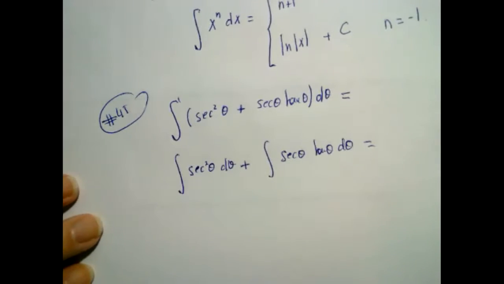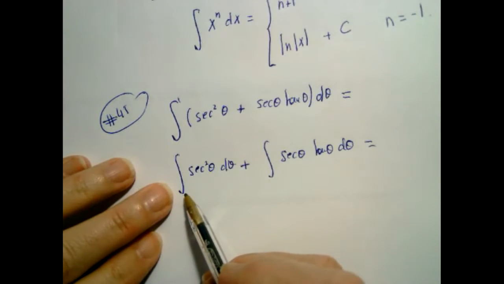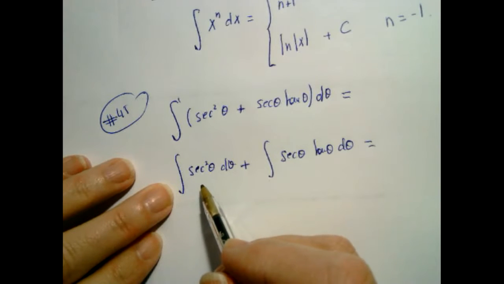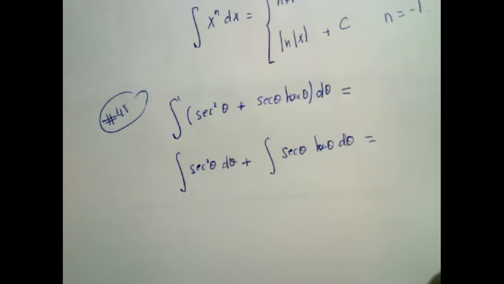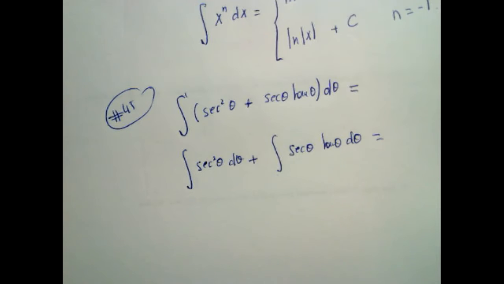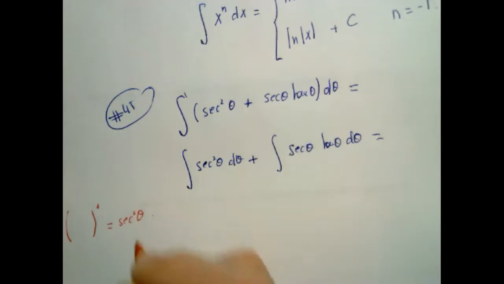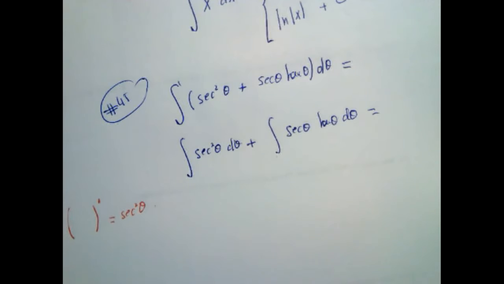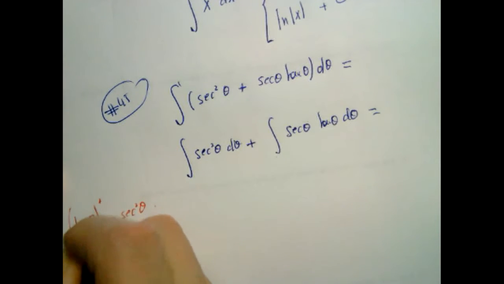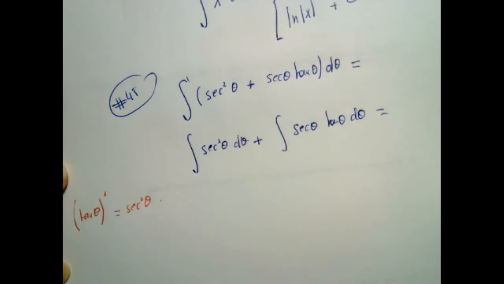And now we have to remember stuff. What is the function whose derivative is secant squared? This is my question. Try to remember which function has derivative secant squared. Anybody remember? Absolutely, that's the tangent. We've worked with it, and you should know it.